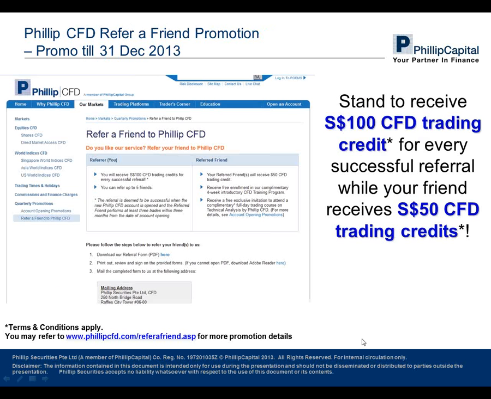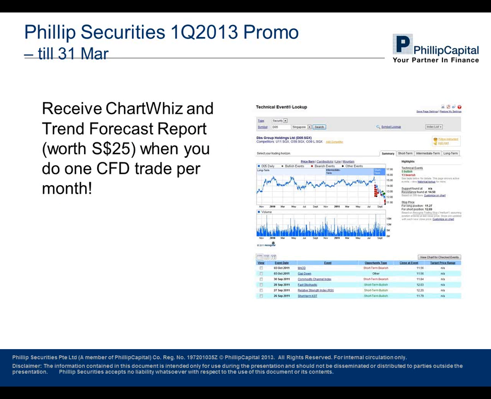We also have a referral friend program where you will stand to receive $100 CFD trading credits for every successful referral, while your friend will receive $50 trading credits. So there are certain terms and conditions. Your friend has to do 3 trades by the end of 3 months in order to qualify. We also have another promotion for our current clients. When you do 1 CFD trade per month, you will receive chart list access as well as a trend forecast report.